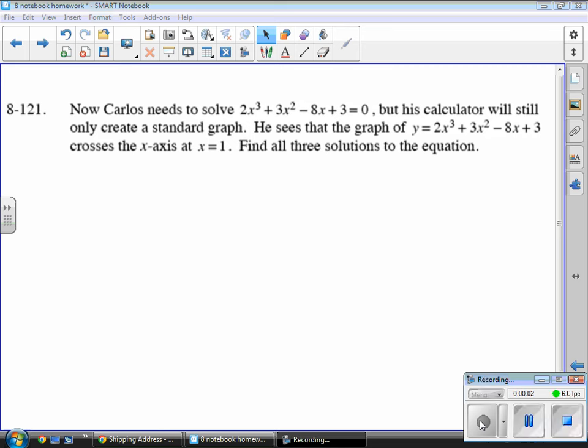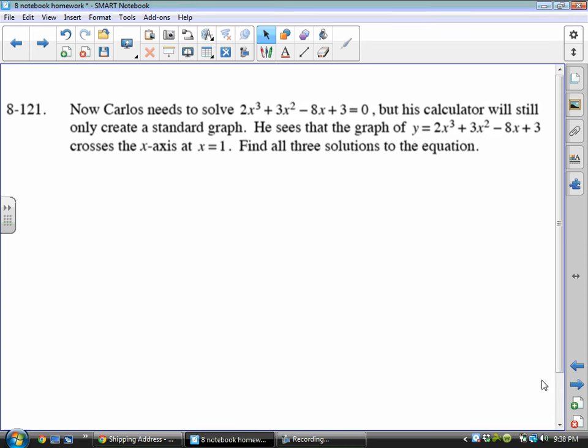This is problem 8-121 from section 8.3.1. Now Carlos needs to solve 2x^3 + 3x^2 - 8x + 3 = 0, but his calculator will still only create a standard graph. He sees that the graph of that equation crosses the x-axis at x = 1. Find all three solutions of the equation.